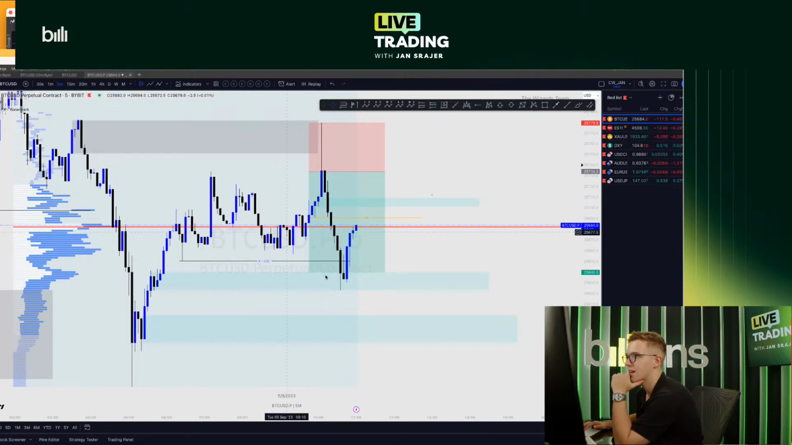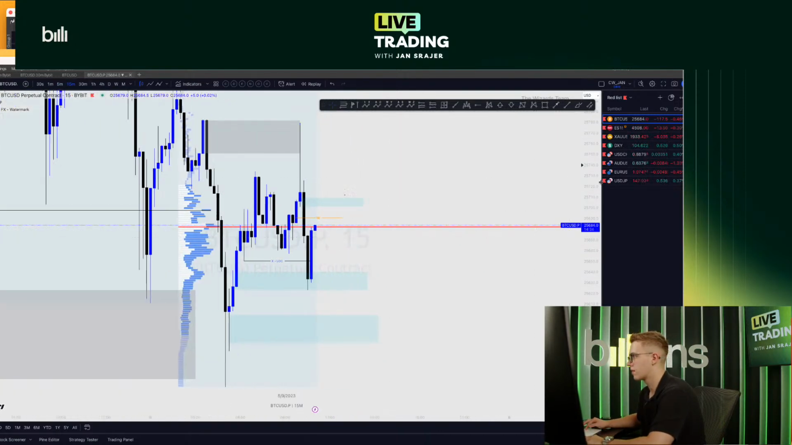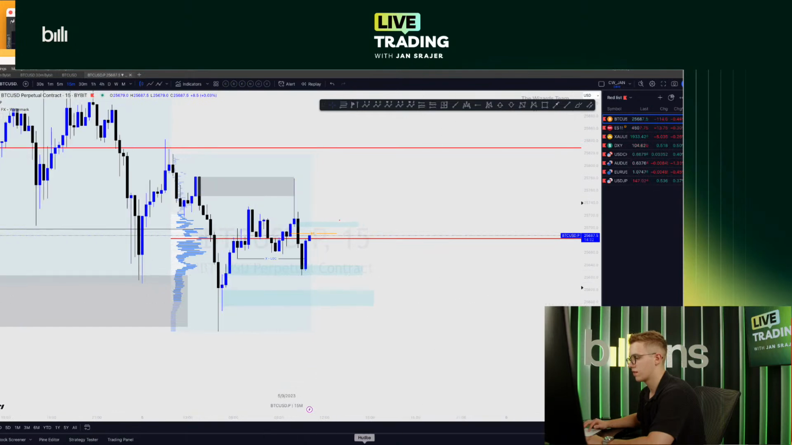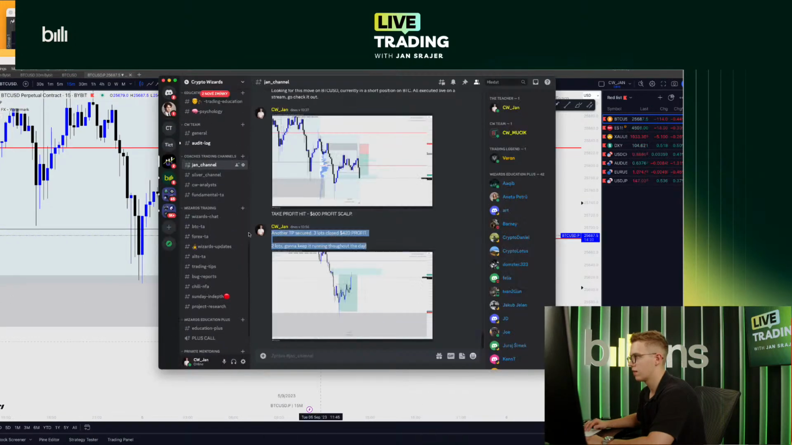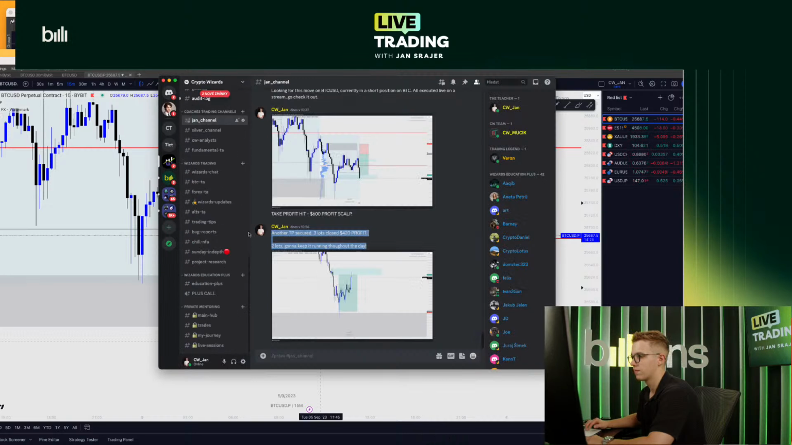All right, Bitcoin is getting a nice move up. The order flow confirmation is just not here. It's not a high probability trade.